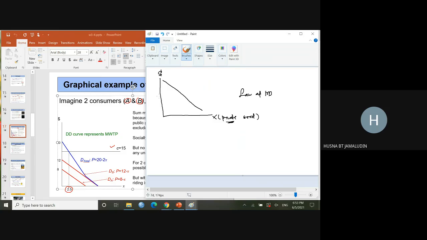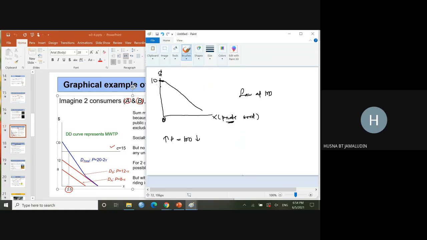Because of the time constraint, the law of demand says why the demand curve is downward sloping. The higher the price, definitely the lower the quantity demanded, right? When you have a higher price, you will demand less. If, let's say I draw here, perhaps the price is $10, you will demand zero because it is too expensive.